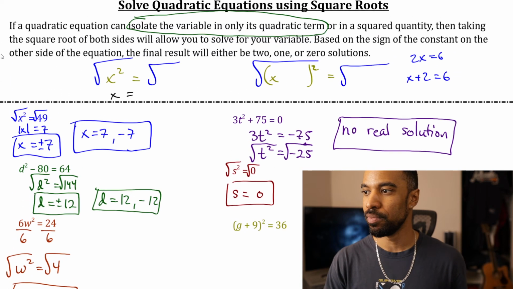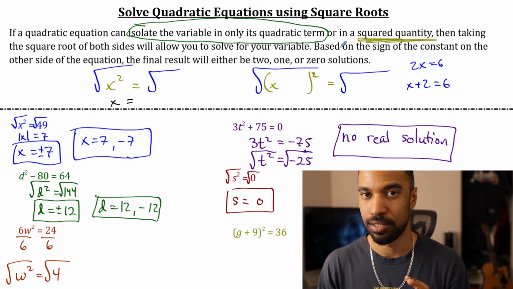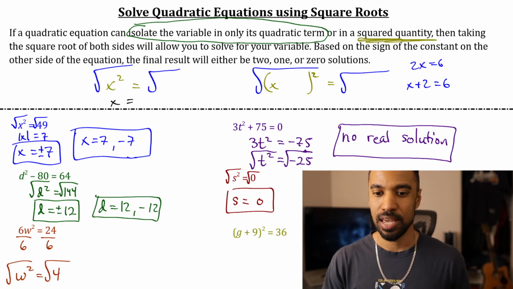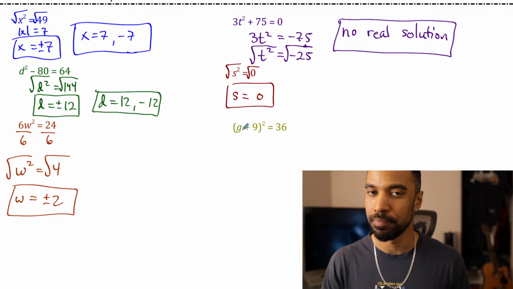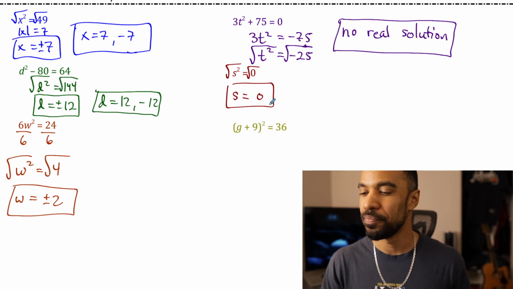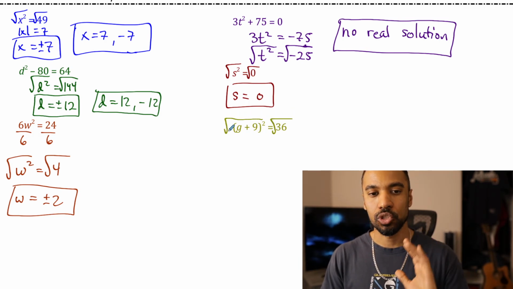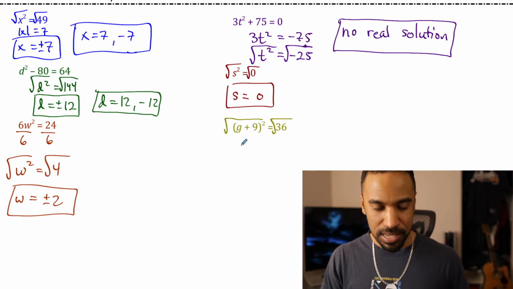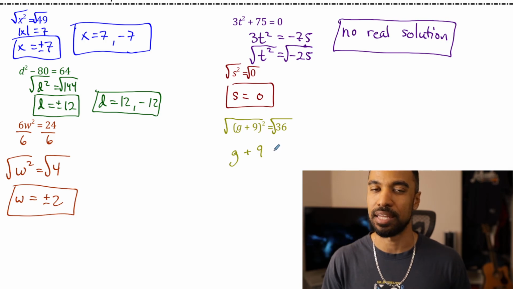And I did mention that if you have a squared quantity that's isolated, you can also take the square root of both sides. As long as the whole quantity is squared with the variable inside, I can take the square root of both sides right now, and I can do what I did before. Now, the square root of something squared is just that something. It's just g plus 9. I have now effectively gotten g plus 9 by itself.